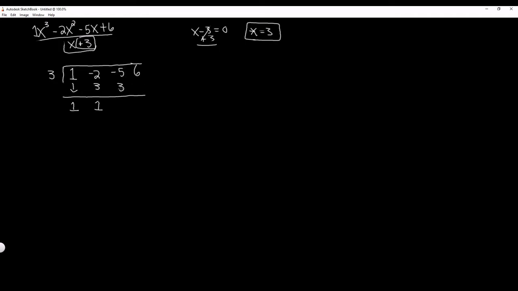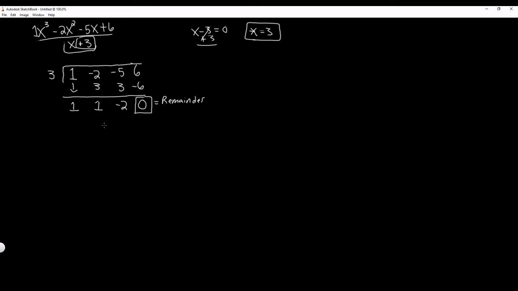3 times 1 is 3, and then we just repeat the process until we're finished. So -5 plus 3 is -2, and then 3 times -2 is -6, and 6 plus -6 is 0. And this last number right here is actually equal to our remainder. And if we get a remainder of 0, that means x minus 3 is a factor of x cubed minus 2x squared minus 5x plus 6.